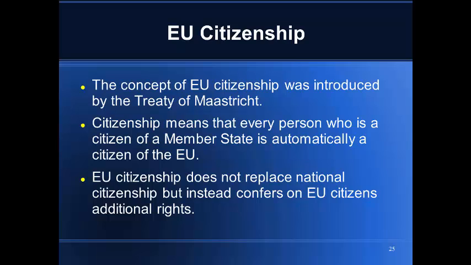EU citizenship. The concept of EU citizenship was introduced by the Treaty of Maastricht. Citizenship means that every person who is a citizen of a member state, i.e. one of the 28 countries of Europe, is automatically a citizen of the EU. EU citizenship does not replace national citizenship, but instead confers on EU citizens additional rights.